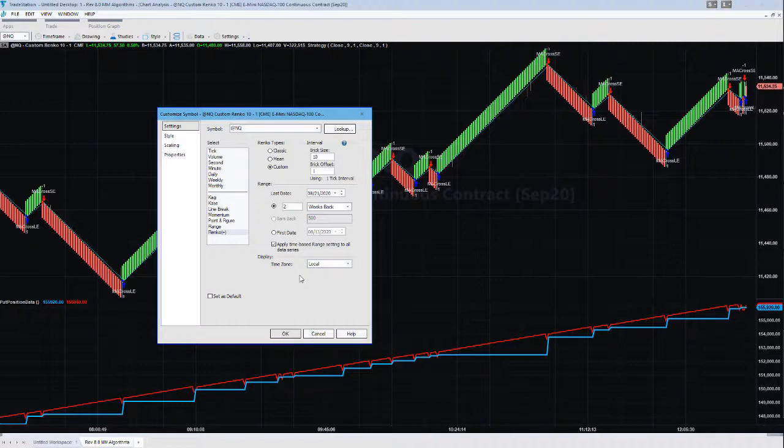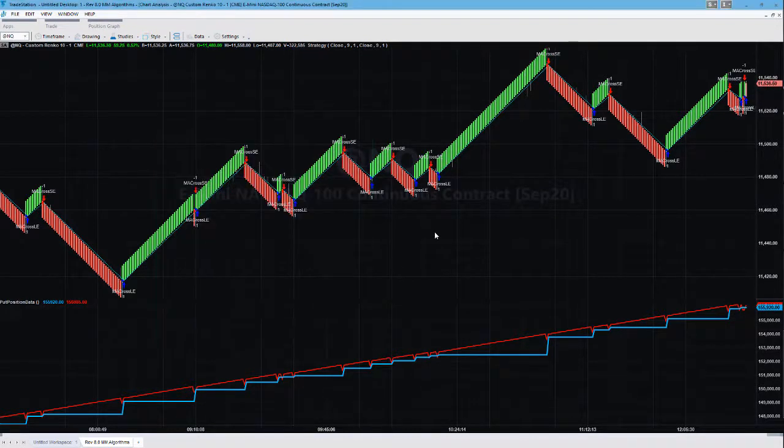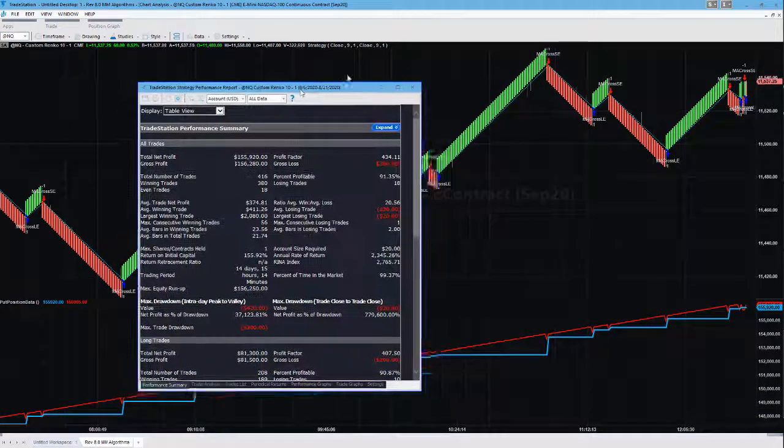One of the other things you need to do is make sure that your time zone is the same. You don't want to have local on one and exchange on the other. It will throw you off. If your computer's not on the exchange time zone, then it will throw you off, and you'll get false results between the charts. So look at the results here.